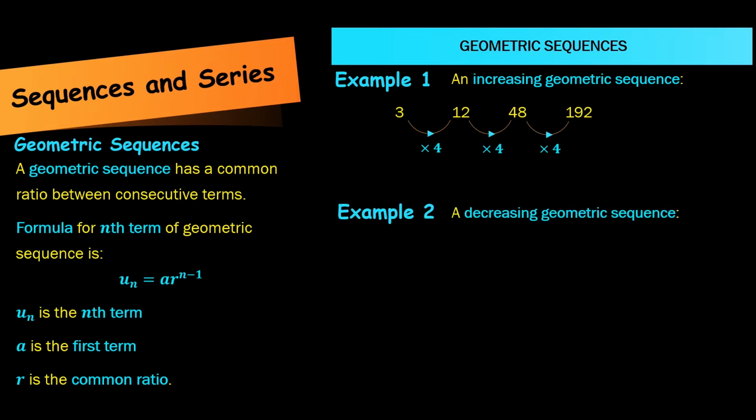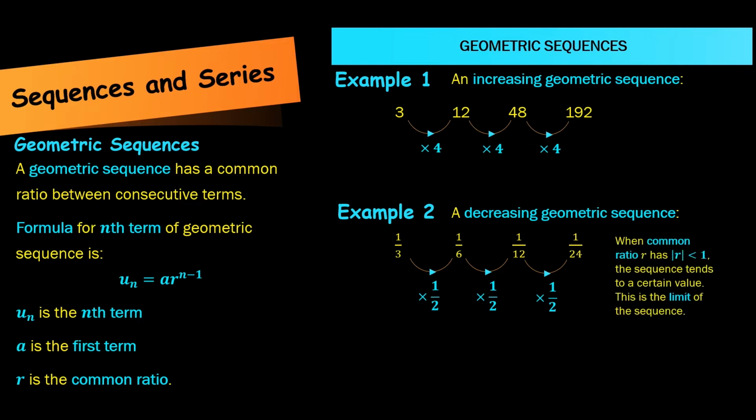An example of a decreasing geometric sequence is a third, a sixth, a 12th, and 1 over 24, and so on. This is because it's multiplied by the same number each time. So, again, we've multiplied a third by a half to give a sixth. We've multiplied a sixth by a half to give a 12th. And we've multiplied a 12th by a half to give 1 over 24. When the common ratio r has mod r less than 1, the sequence tends to a certain value. This is the limit of the sequence.